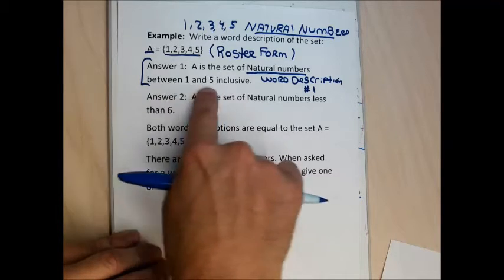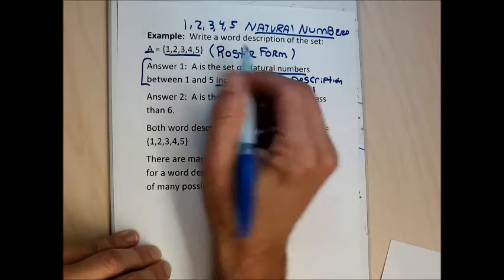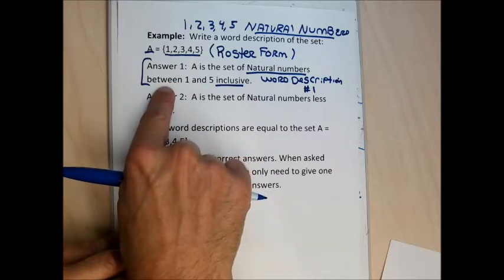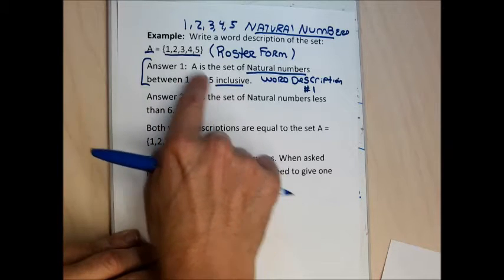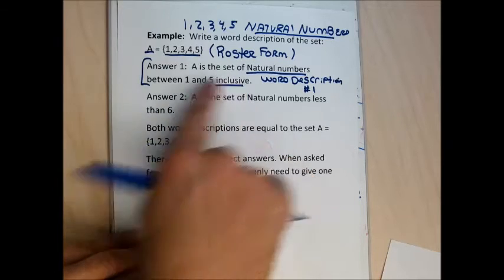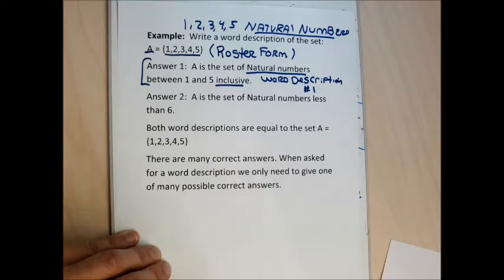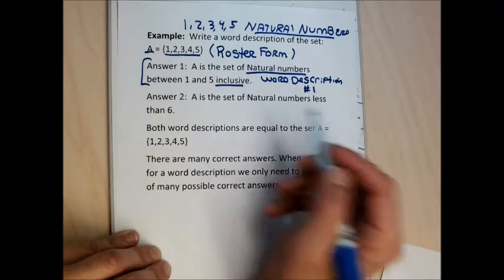And then if I wanted to use the words 1 and 5, I have to put inclusive after. Remember, always when we use the word between, we usually list the smallest number and the largest number in the list. And so I listed between 1 and 5, and I used the word inclusive.